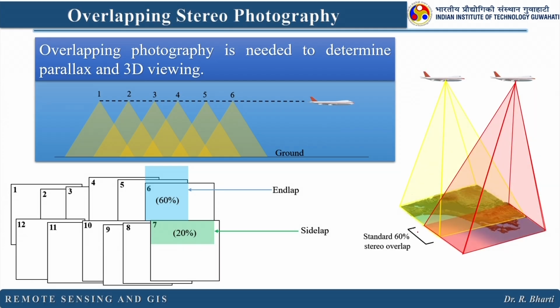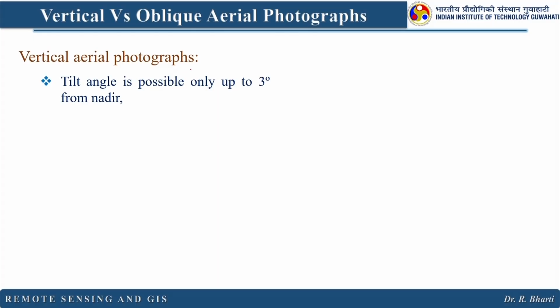Here you can see another example where the repetition between the first and second scene is 60%. So let us understand the difference between vertical and oblique aerial photographs, and what we can do with them. In vertical aerial photographs, the tilt angle is possible only up to 3 degrees from nadir. So in a vertical photograph, up to 3 degrees is allowed.